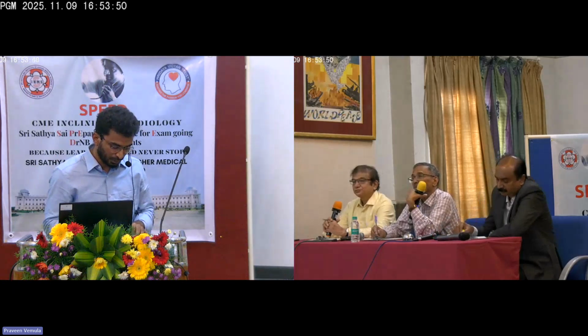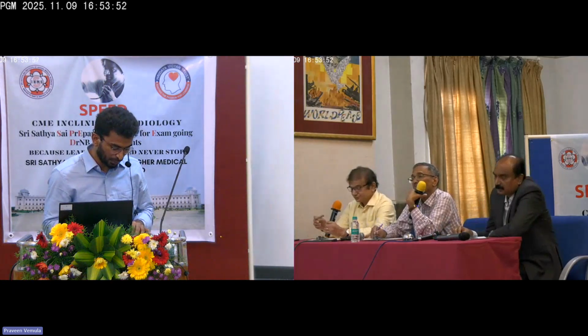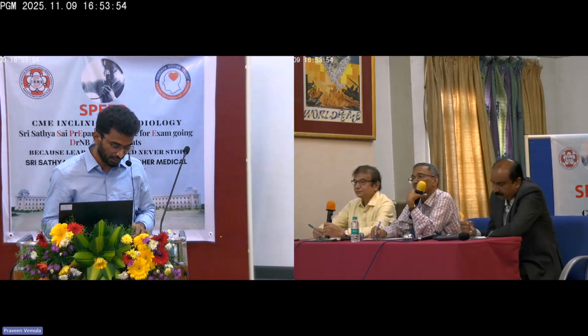Percussion: right heart border corresponding to the right sternal border, left heart border corresponding to apex, liver dullness noted at the right fifth intercostal space. Second space, the pulmonary area, is dull.